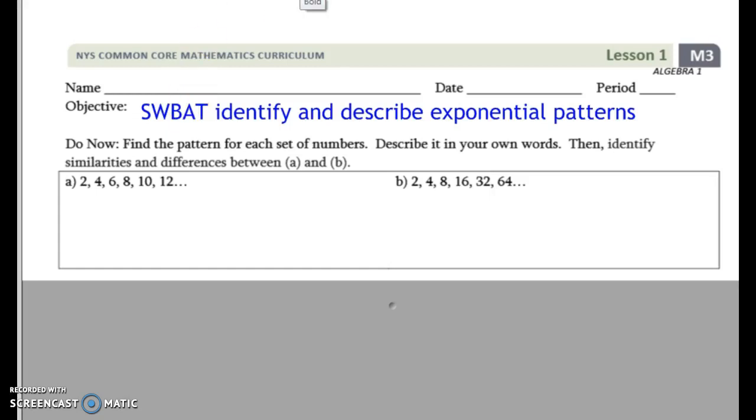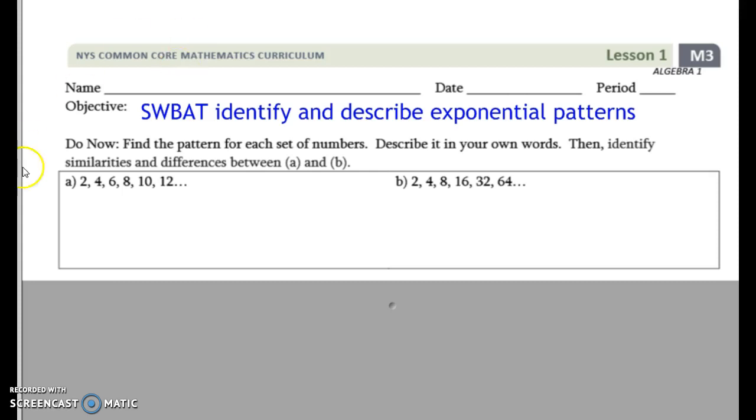In this video I'll be talking about lessons 1 through 3 in Module 3. It's talking about exponential functions, which are a new type of function. The first lesson was talking about different types of functions, whether they're linear or exponential.